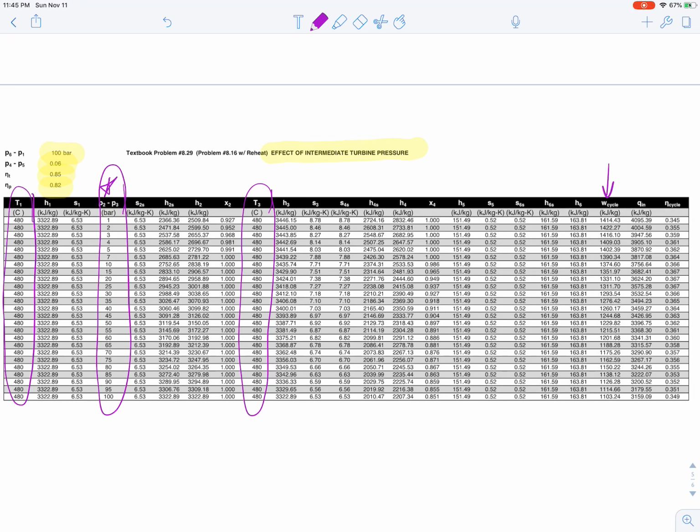Here's the work output of the cycle, the specific work. Here's the efficiency of the cycle. Okay, if I'm looking to maximize the work output, it would appear the second value for intermediate pressure of 2 bar is getting me the most bang for my buck, so to speak. The efficiency, if that's what I'm trying to maximize, then let's see here. It would appear about 20 bar is my best intermediate pressure under which to operate.